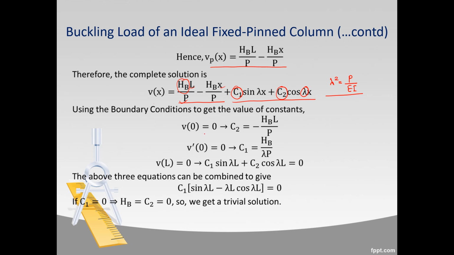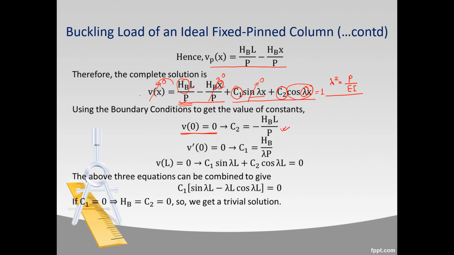First, we know that V0 is equal to 0. That is, the displacement at the fixed end is equal to 0. If you use this value in the above equation, this term will be reduced to 0 since x equals 0. This term will reduce to 0 since sin 0 is 0, and this term will be 0 since V0 is 0. So the value of C2, this cos lambda x will be 1. So the value of C2 you get is minus HBL by P when you take it to the left hand side. This is the value of C2.